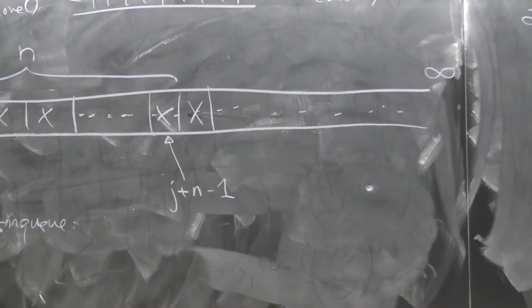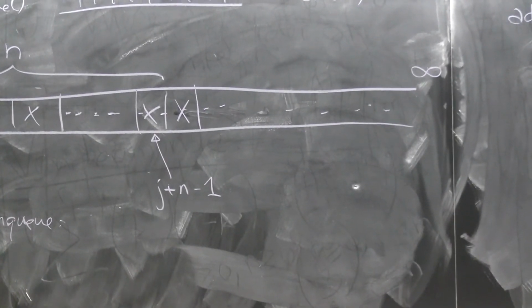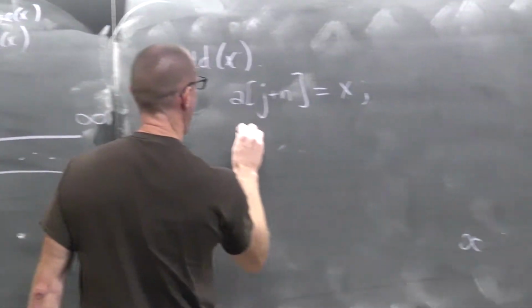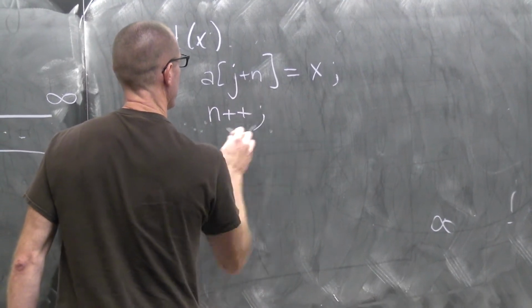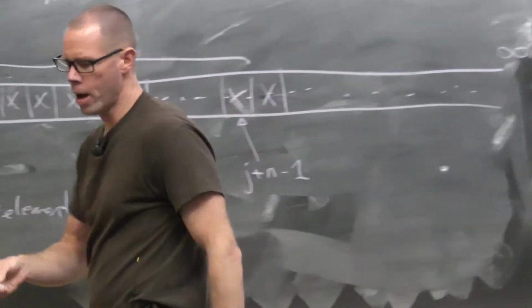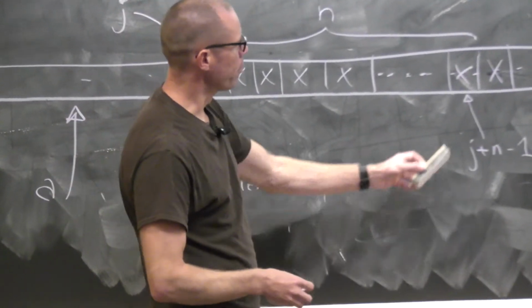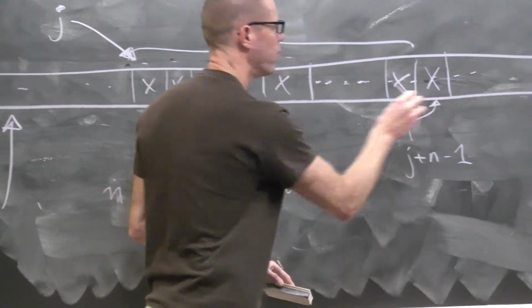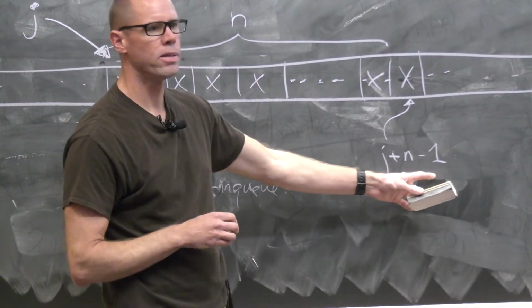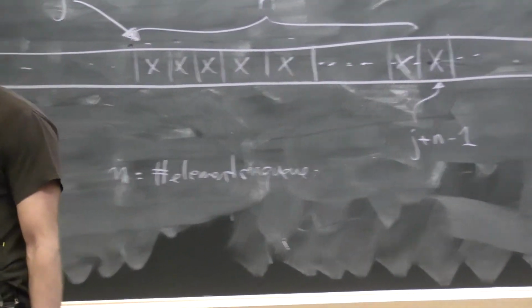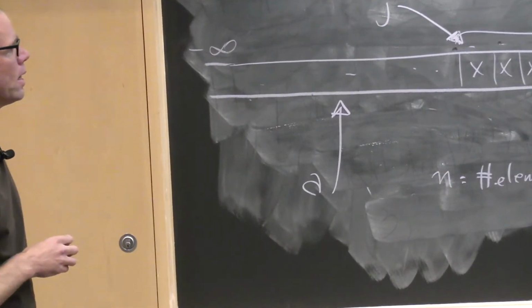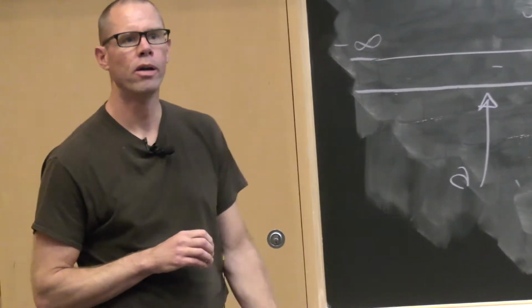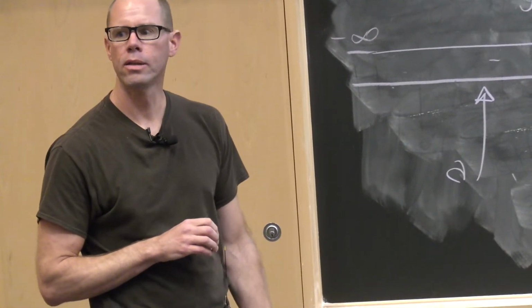What else do we need to do? Increase the value of n by 1. We just added an element. So then our implicit tail is updated because we increased n by 1, so J plus n minus 1 also increased by 1. Okay? That's the whole procedure for adding something to the end of this thing.